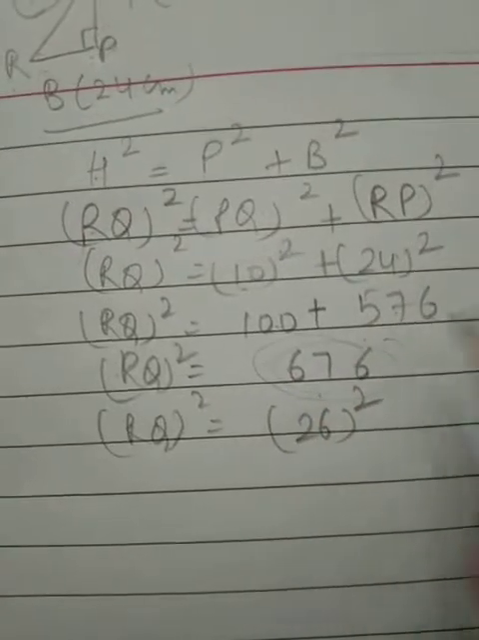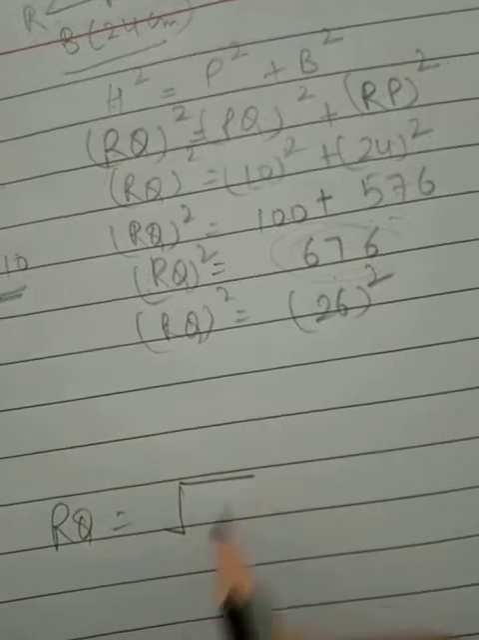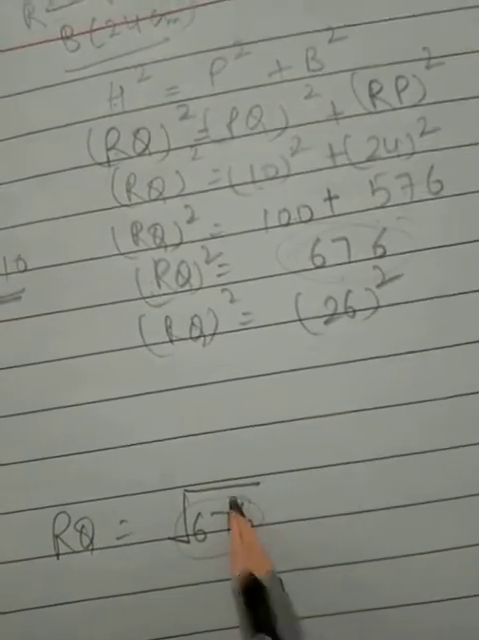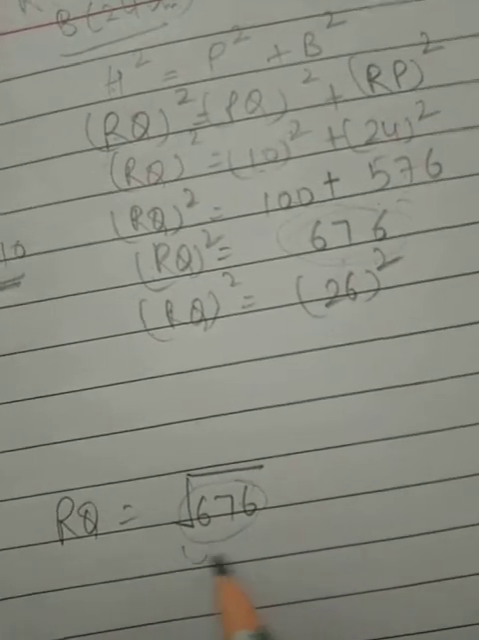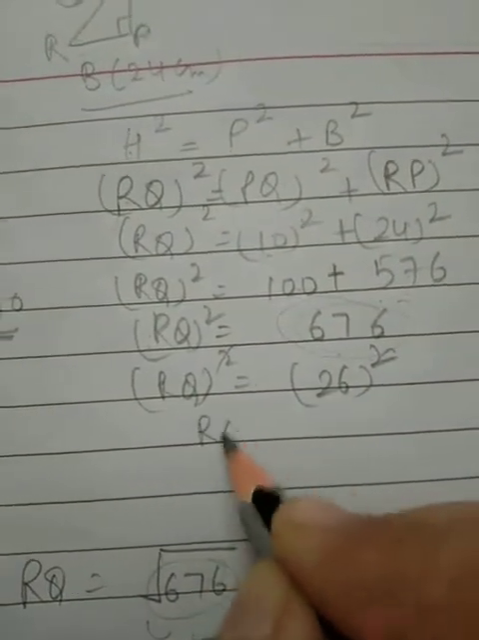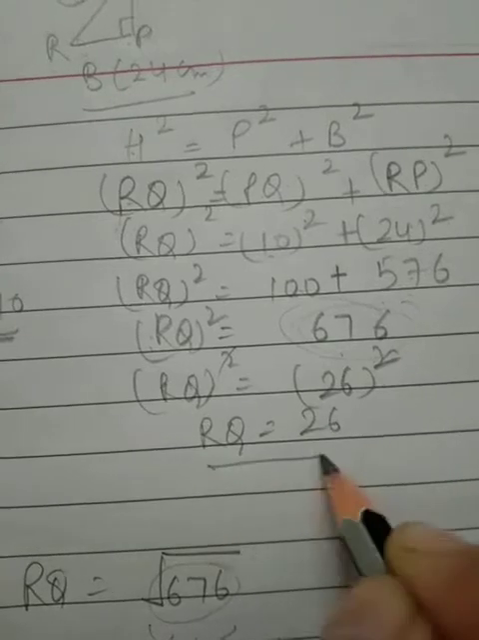Two methods: one way, you can convert it to the square of something, or you can take it as RQ equals square root of 676. Now you do the prime factorization of this number, and then pairing, you make two pairs and take them out. In this way also you can do the square root. Now the RQ value is 26, so that is 26 centimeter. This you have to find.